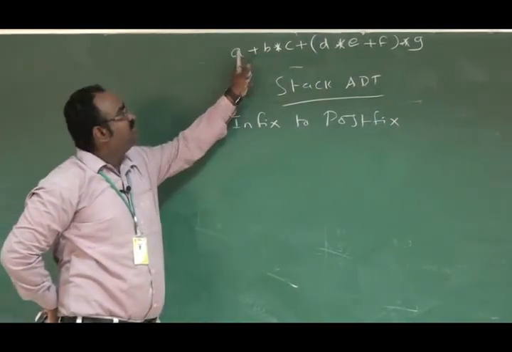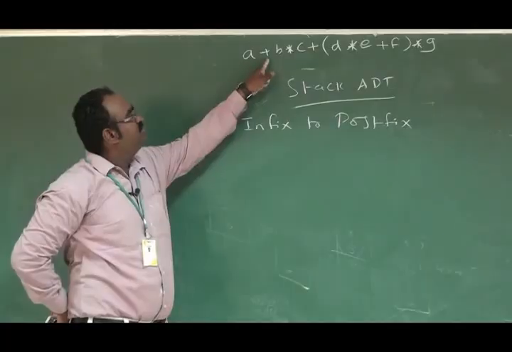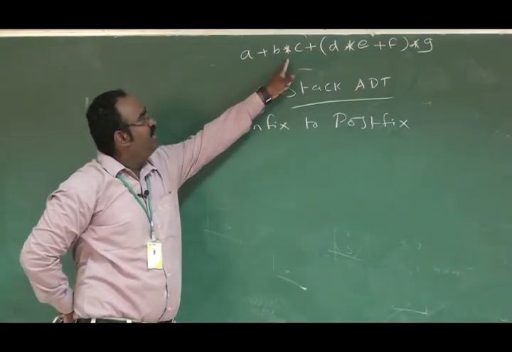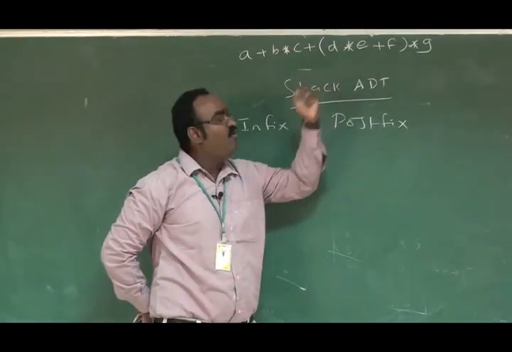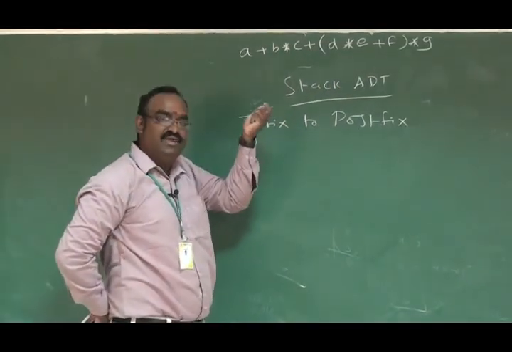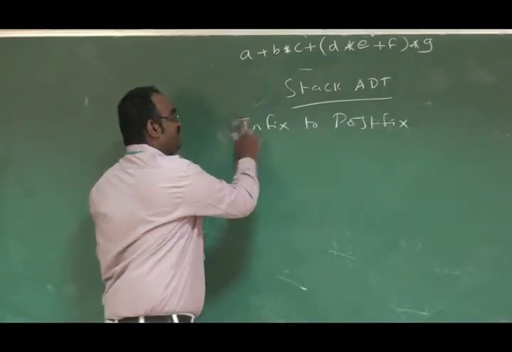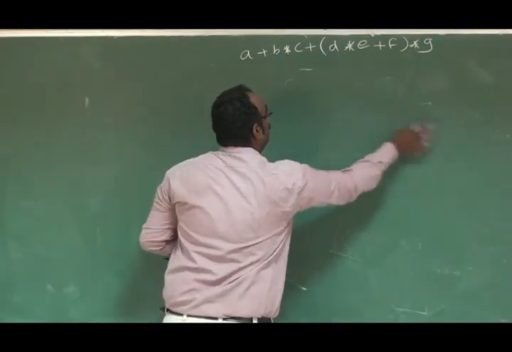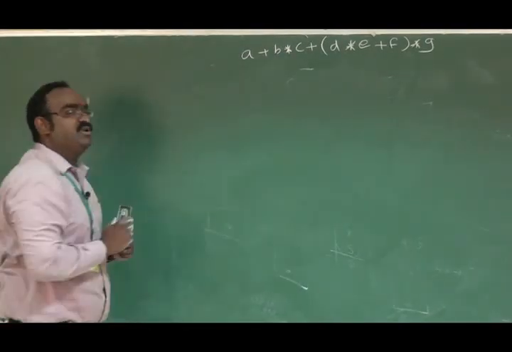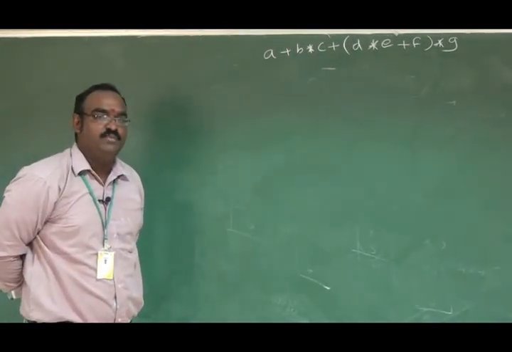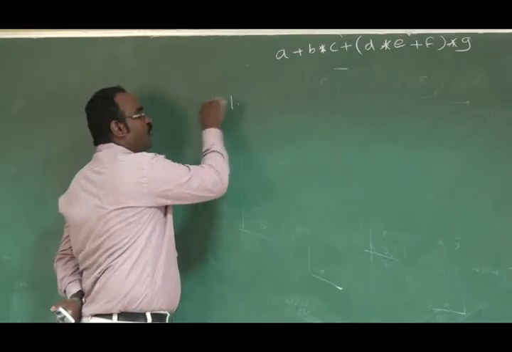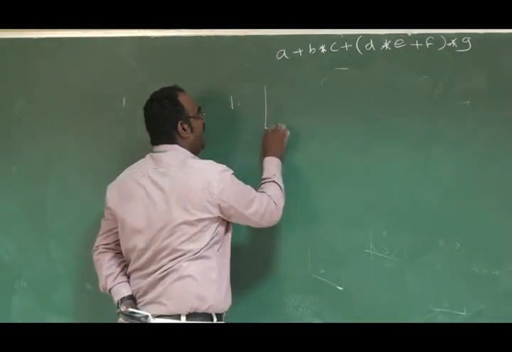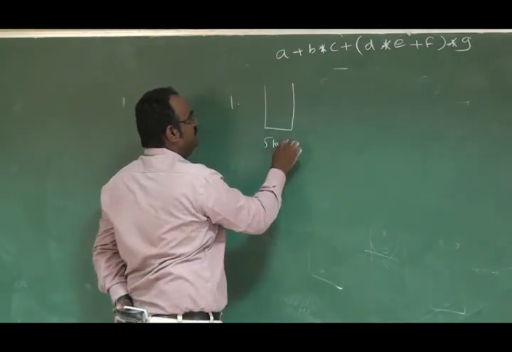In the infix expression, the operators are between the operands. So plus is between A and B, multiplication is between B and C, and plus is between C and some other operands. So we can easily say this is an infix expression. Now we are going to convert this infix expression into postfix. A lot of rules need to be applied for this conversion. We have two windows in the implementation: one is the stack, and the other is the output window.